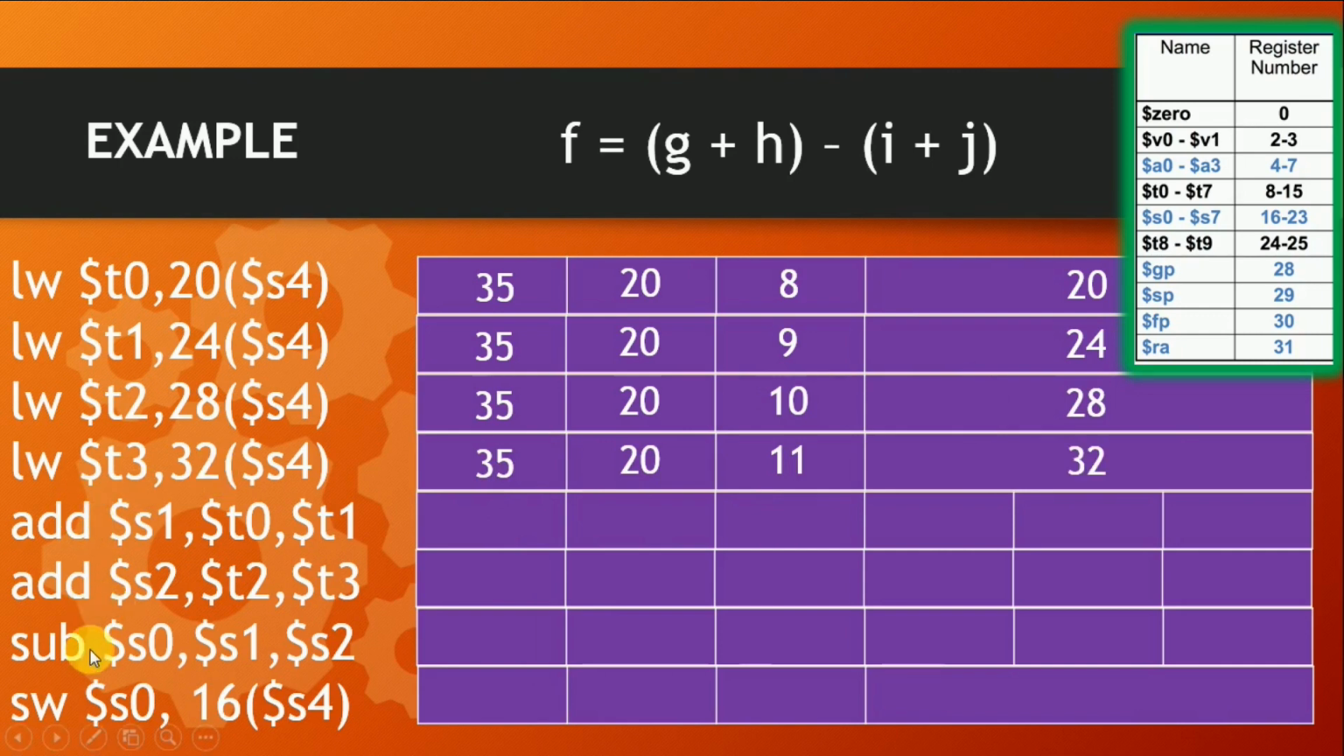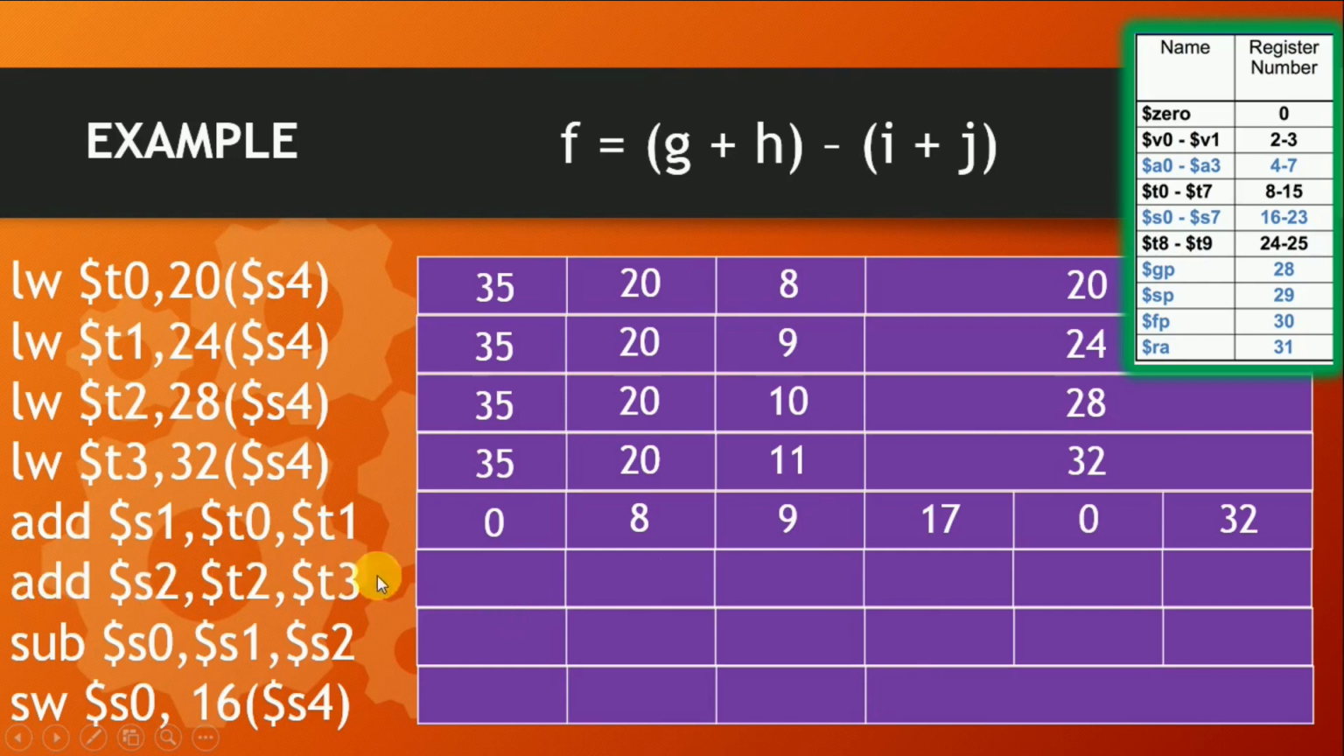Now I have to go with R-type instructions. For R-type instruction my opcode value is 0, and my function value, what we have referred in the function sheet for add, addition, is 32. My first source register is T0 and second source register is T1, so 8 and 9. Destination register is S1, so the value of S1 is 17. I don't have any shift amount value, so 0.